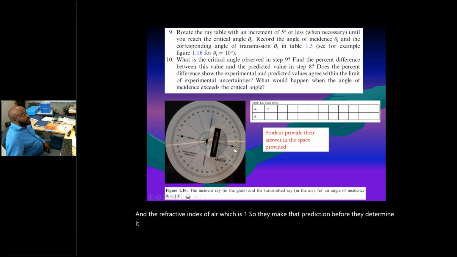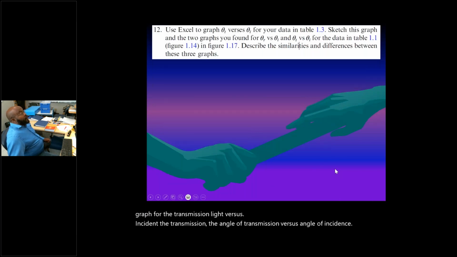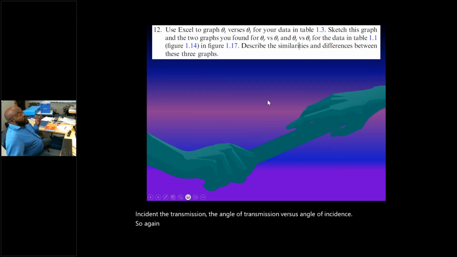So by just rotating the table, they need to collect a few data points to graph the angle of transmission versus the angle of incidence. So again, they make a graph of theta t versus theta i.